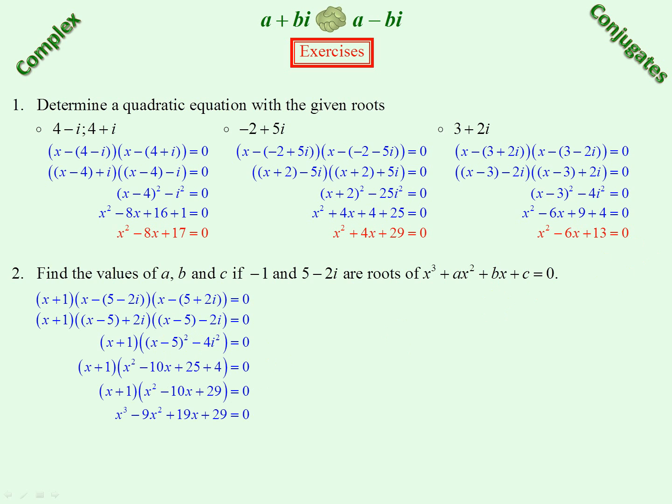Now we can multiply out, and we end up with x cubed minus 9x squared plus 19x plus 29. Well, x cubed is matched, minus 9x squared plus ax squared. A is minus 9. Plus 19x plus bx, so b is 19. Plus 29 plus c, so c is 29.